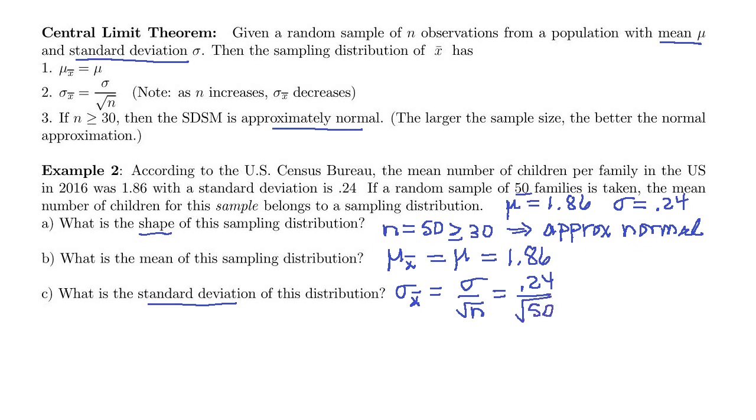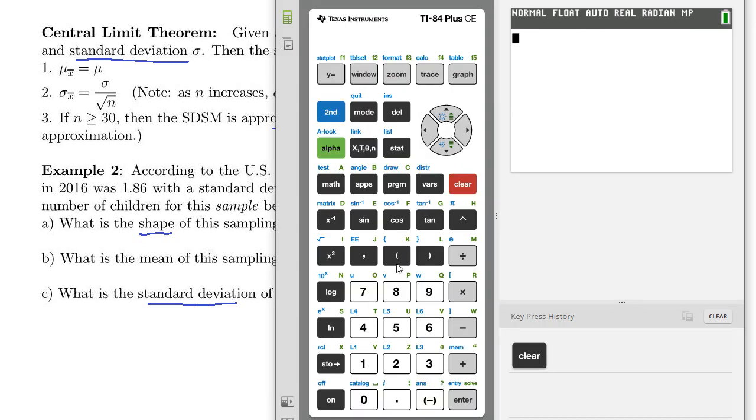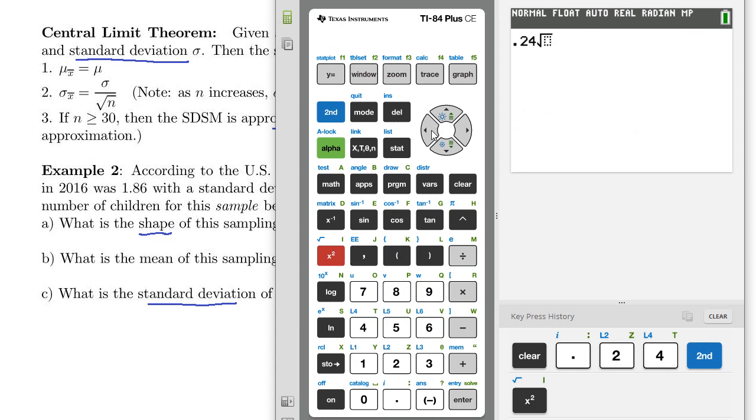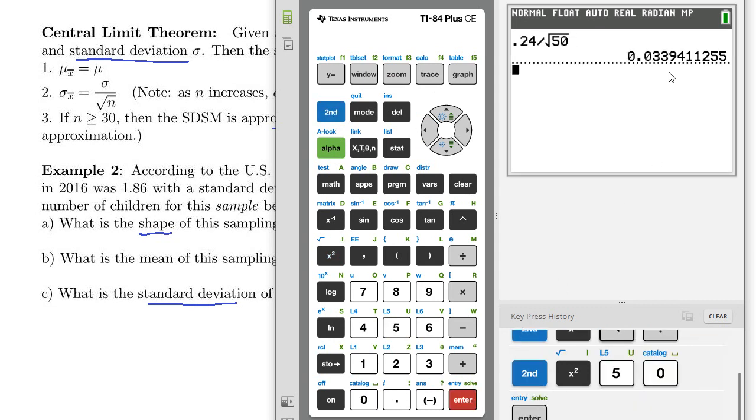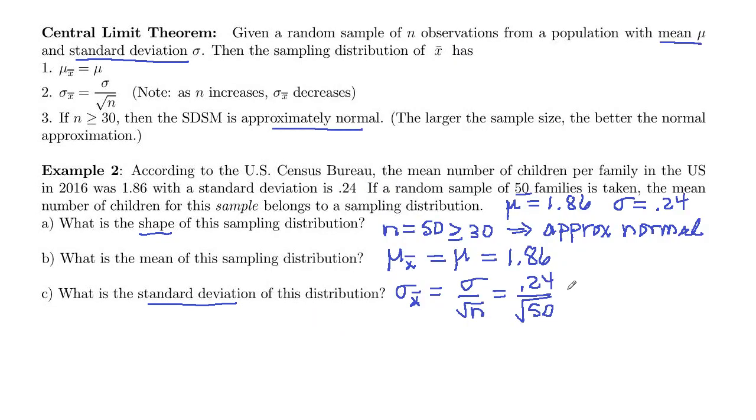So we just need to compute that on the calculator. So 0.24 divided by the square root of 50 is 0.0339. So that's an application of the central limit theorem to a particular sampling distribution.